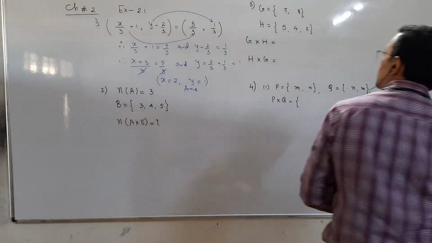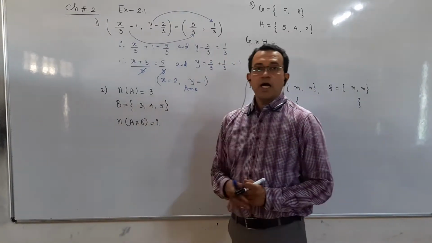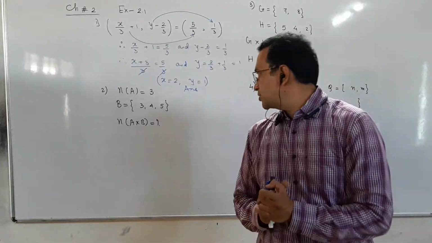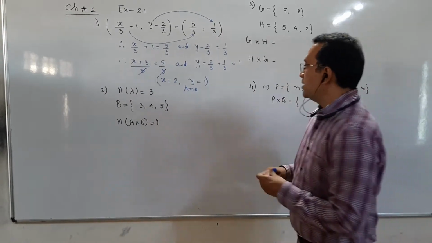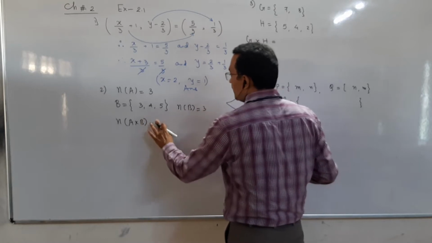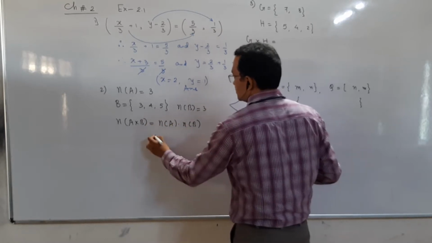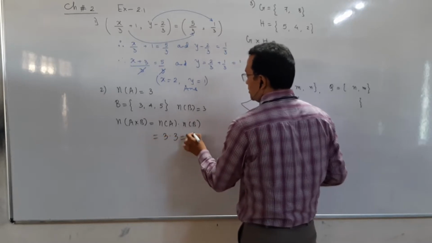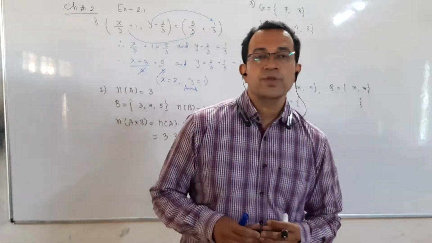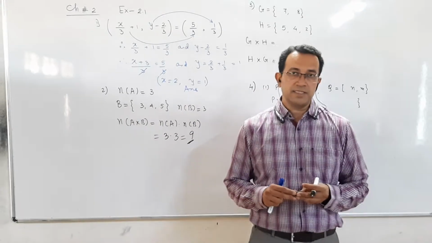Now students, our next question. Cardinal number of A is 3 and set B has 3 elements which are 3, 4, 5. The number of elements of set B I can write as 3. And the number of elements in A cross B will be the number of elements of A into the number of elements of B. So 3 into 3. So cardinal number of A cross B will be how much? The number of elements, students, in A cross B will be 9.